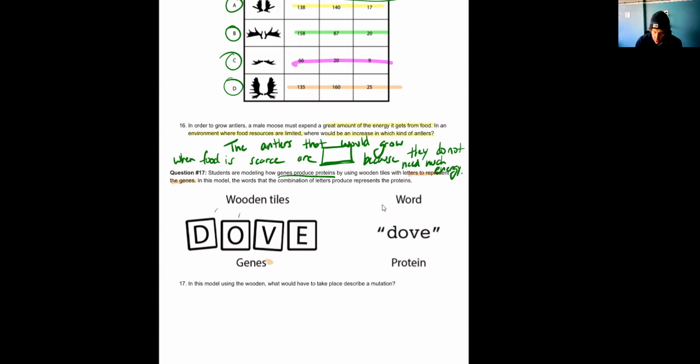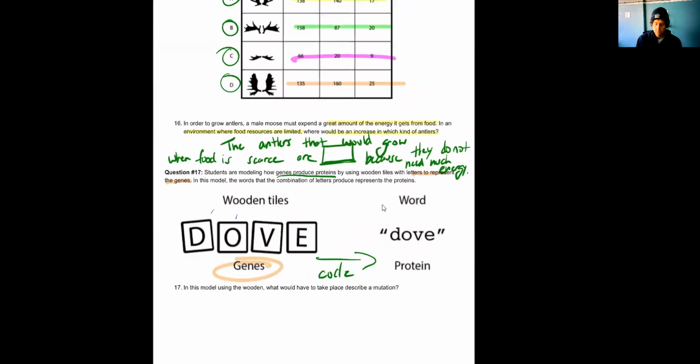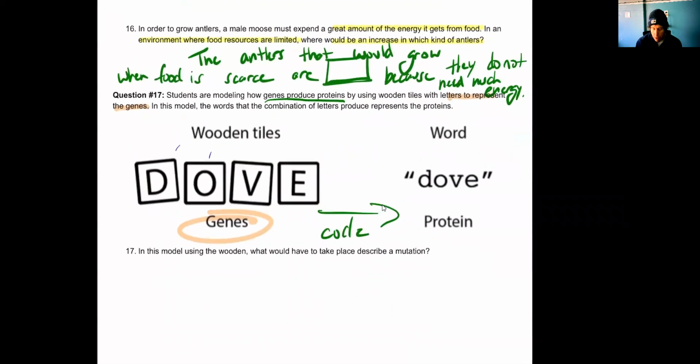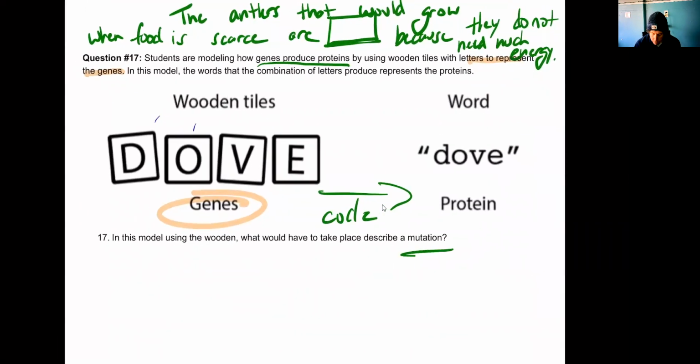So we have genes on the left. These are our DNA, and they will code for your proteins. So this DOVE code will create the word dove. That's our word that we're going to make. In the model, can you tell me what would need to take place to describe a mutation? What needs to take place to describe a mutation? So a mutation is a change in the code.